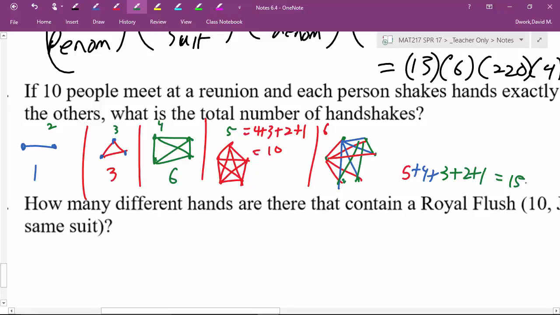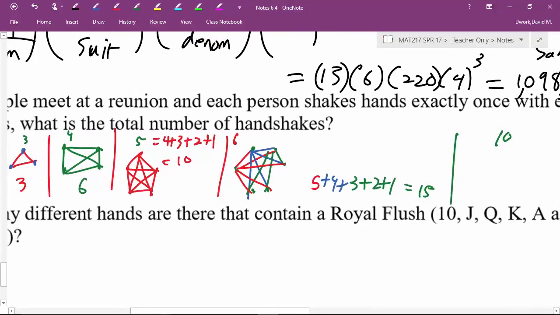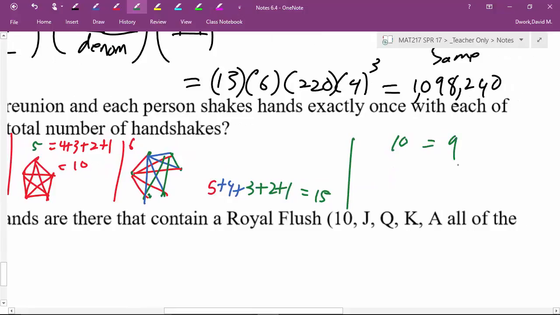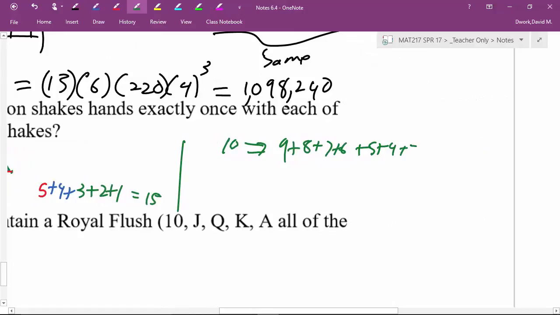Interesting, very interesting. So what would 10 people look like? Well, you can build this by saying the first person is going to shake hands with 9 people, then 8, then 7, then 6, then 5, then 4, then 3, then 2, then 1. And there you go, that would be our answer. It's just taking all those numbers and adding them up, 9 plus 8 plus 7 plus 6 plus 5, 4, 3, 2, 1, which gives us a total of 45 handshakes.